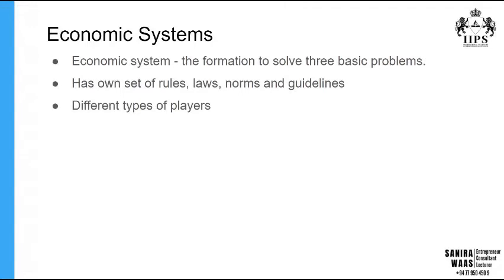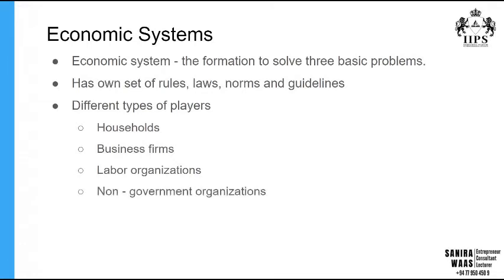Also, what we need to identify is that every economic system has players who make economic decisions. As examples, households, business firms, labor organizations, non-government organizations and markets. We can find many more players as well. There are ample players who make economic decisions, and these are among the crucial ones who make decisions in an economic system.